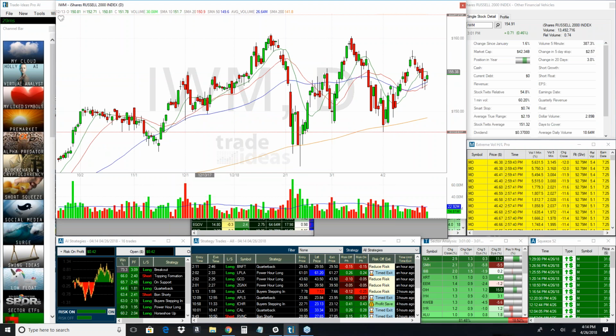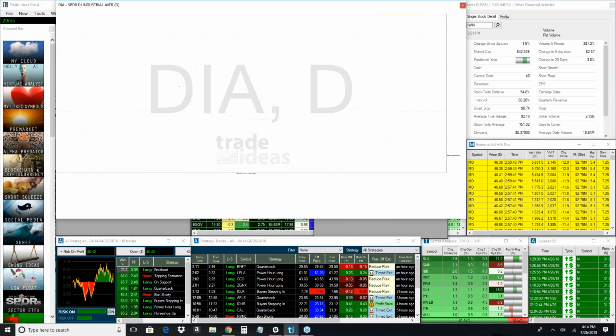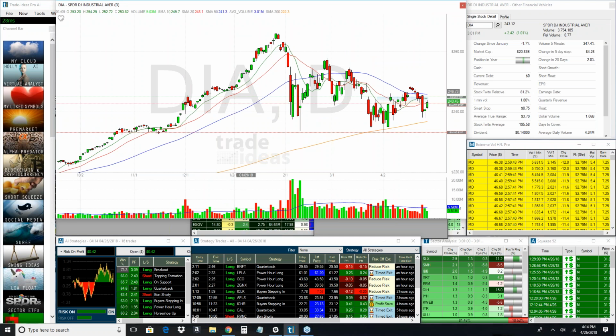IWM was showing some relative strength, but nothing great about today at all. Diamonds, the last one we'll take a look at before we move on. Pretty much the same picture, guys. We're seeing the same picture, and you can kind of see the wedge there even more pronounced.